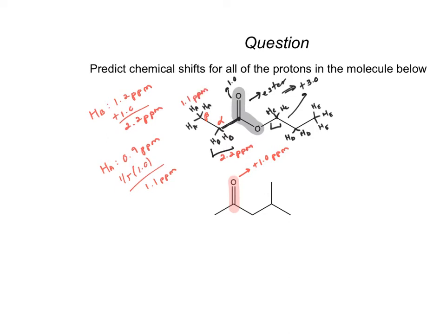Move over to HC. So HC and HC. These are methylene protons, normally 1.2, but now they're alpha to the ester. So we're going to add in the 3. We'd expect to find these at 4.2.